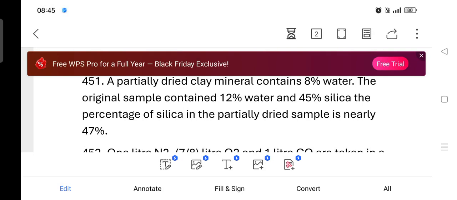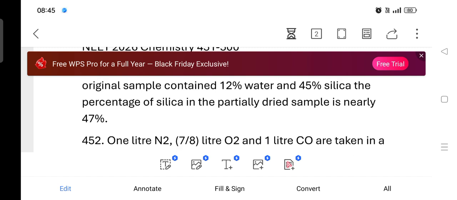A partially dried clay mineral contains 8% water. The original sample contained 12% water and 45% silica. The percentage of silica in the partially dried sample is nearly 47%.